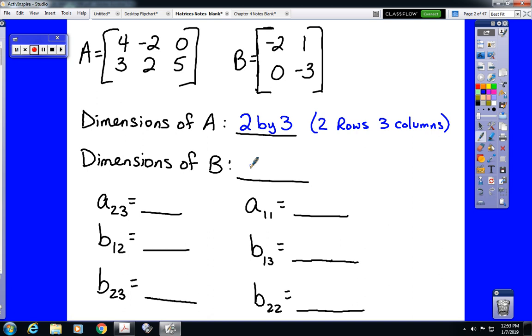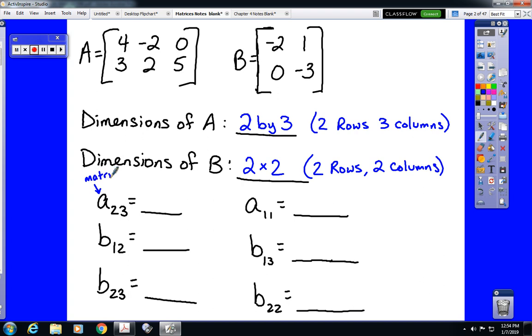Matrix B is a 2 by 2 matrix because it has 2 rows and 2 columns. So that's how we always have to think about this. We always list the number of rows first and then the number of columns. Alright, the bottom section here is asking us to identify elements. Again, the letter will tell us what matrix we're working with.